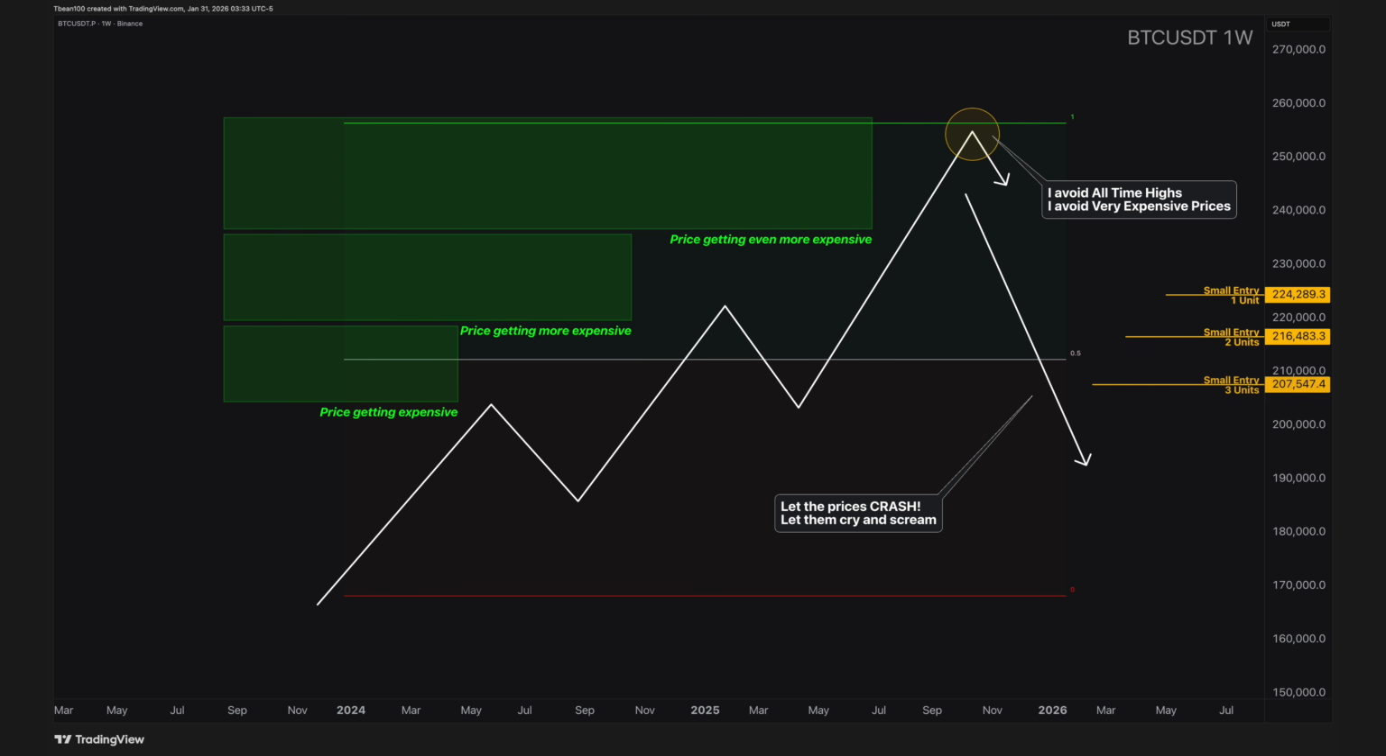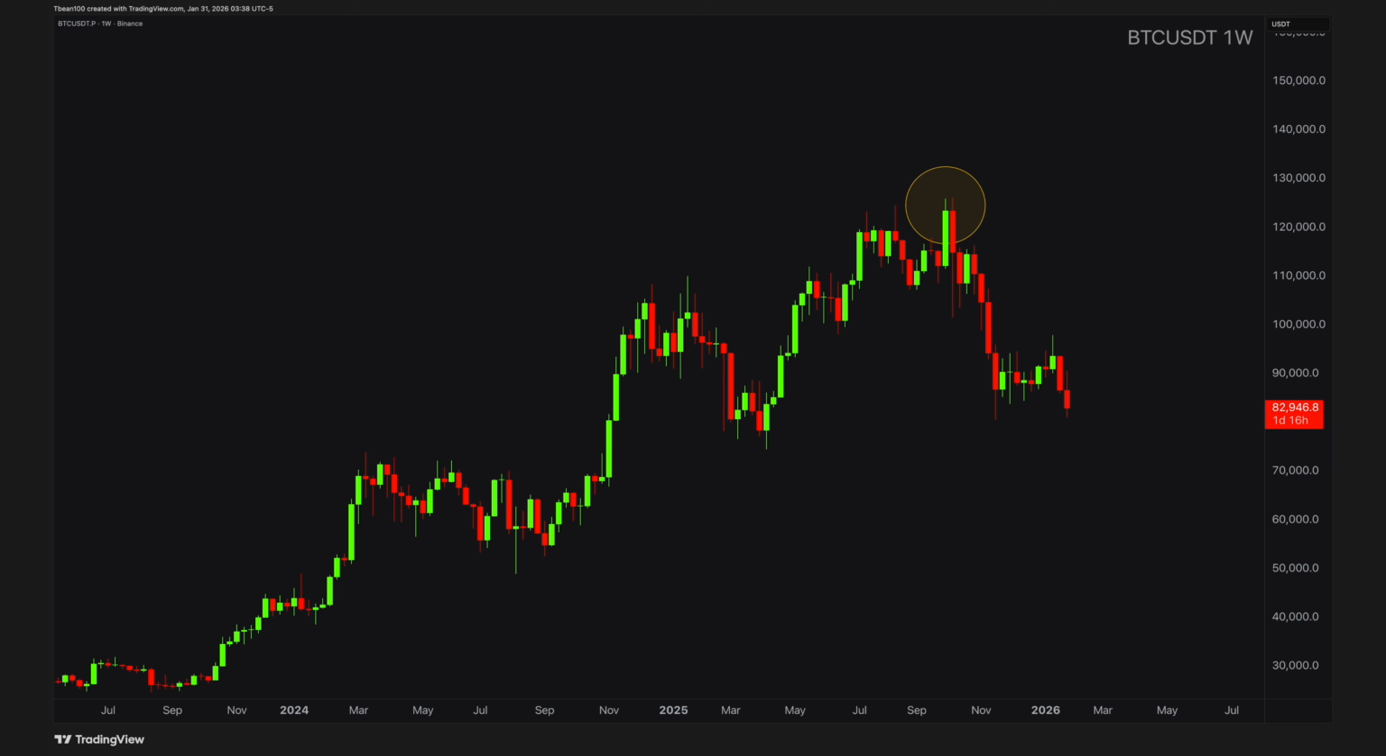That's when I slowly invest my money using small, periodic entries, usually on a weekly basis. Remember when we hit the 120K area? If you opened social media during that time, everyone was saying Bitcoin was going to 200K, 500K, and some even said $1 million soon. Everyone on social media said it was the best time to buy. However, since then, the price crashed around 30% in just 3 months.